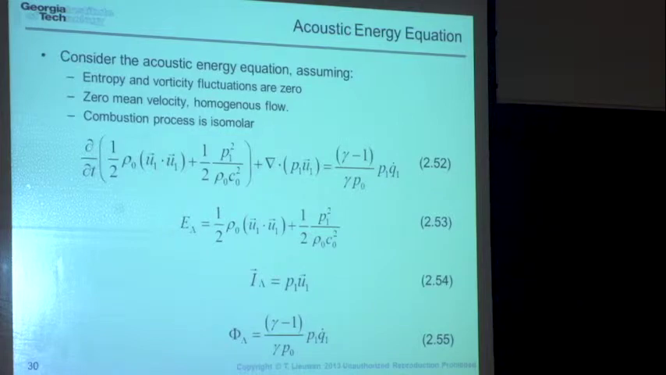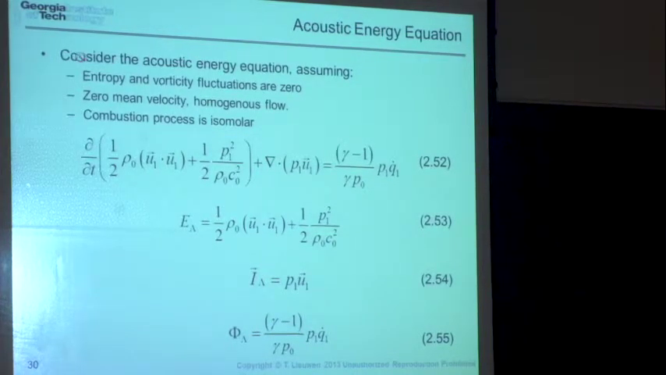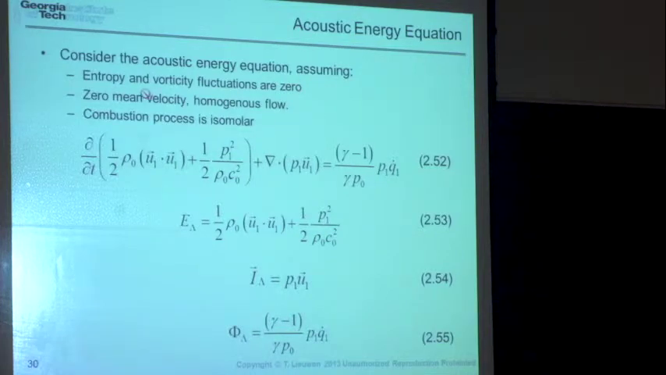So just to keep life simple, I've made a bunch of assumptions here. I assume there weren't any entropy and vorticity fluctuations. There wasn't any mean flow. The combustion process didn't change the number of moles between reactants and products. And you can read the chapter if you want to see what happens if you relax these.